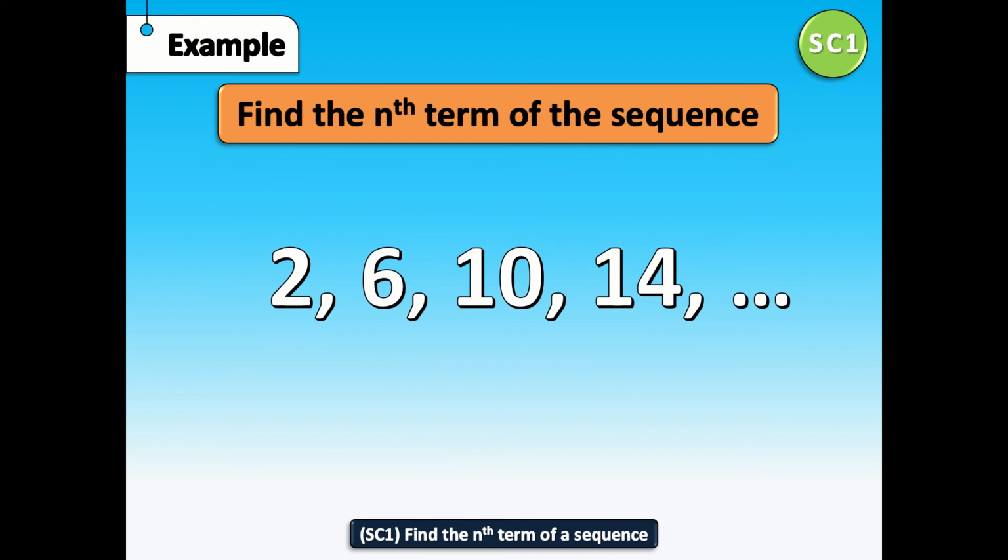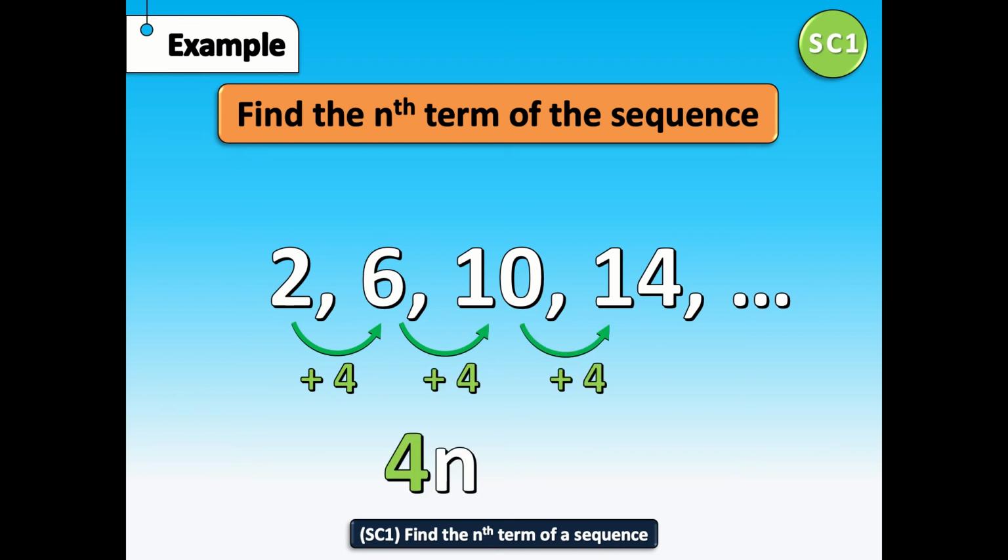Here's another example. So we want to find the nth term of this sequence. So this sequence is going up in 4's. So the nth term starts with 4n. Then the term before the first term would be minus 2. So we put minus 2 on the end. So the nth term of this sequence is 4n minus 2.